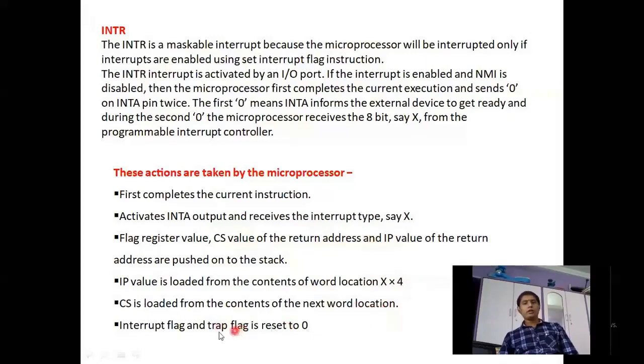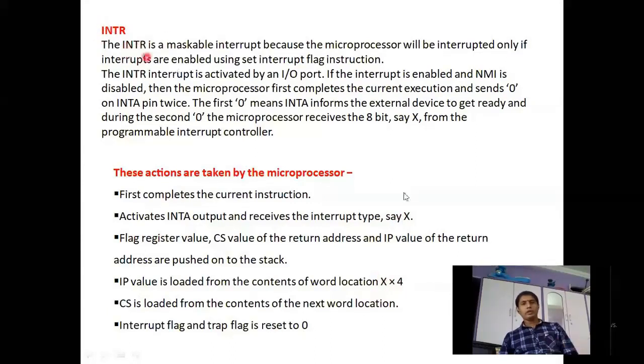Then here also the interrupt flag and trap flag are all reset to 0. So remember here also the flag register, CS return address and IP return address are pushed to stack, and IP is loaded from the address type number into 4. The 4 indicates the number of locations required for each interrupt. X indicates the type number, the interrupt type.